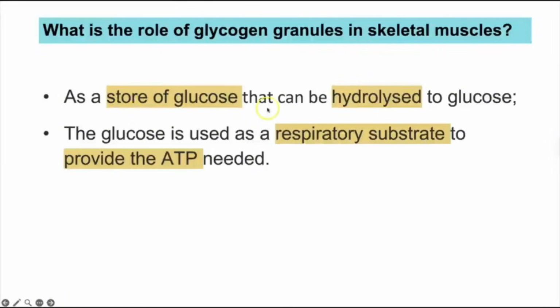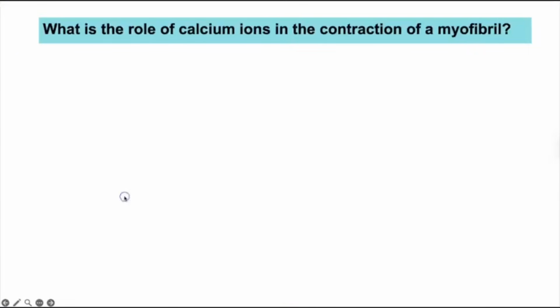So it's a store of glucose that can be hydrolyzed into glucose, and that glucose can be used as a respiratory substrate to provide the ATP needed.